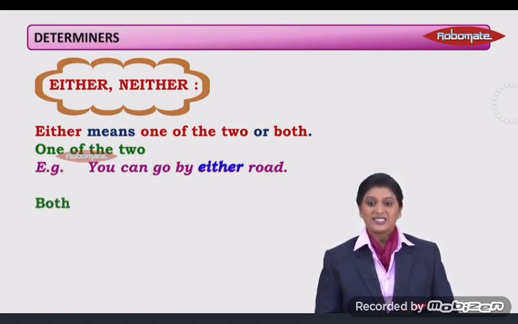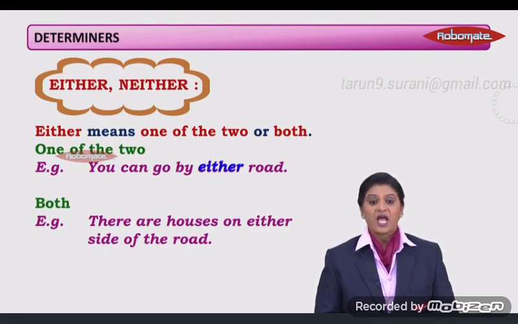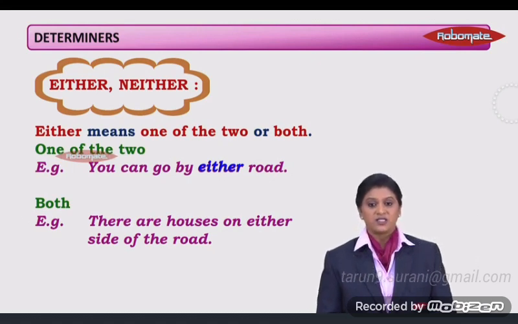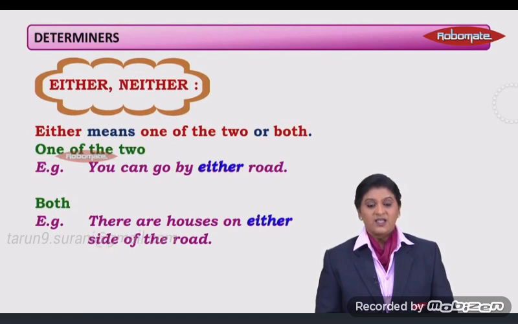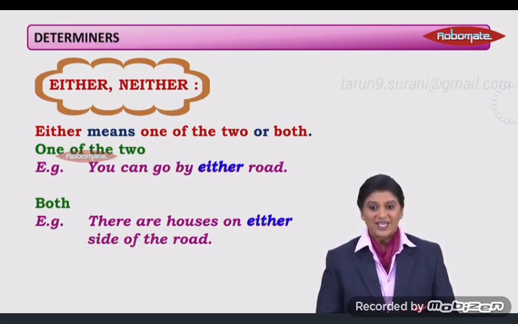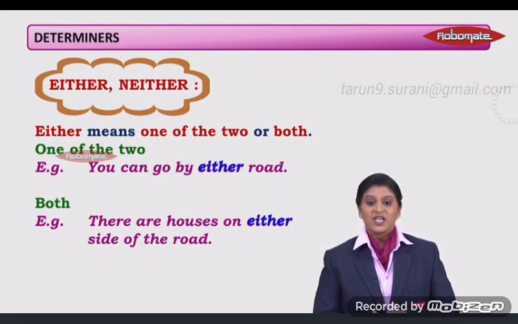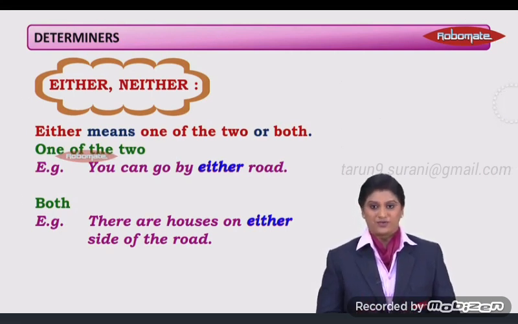Whereas, if I take this example, there are houses on either side of the road. In this case, again the noun to be considered is road, and either is the determiner that precedes it. Over here, the interpretation is that there are houses on both the sides of the road. Okay, that means here either would mean both.